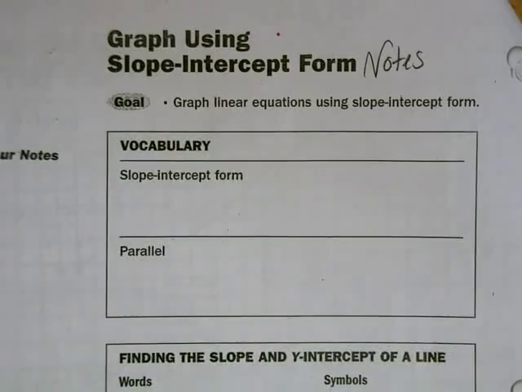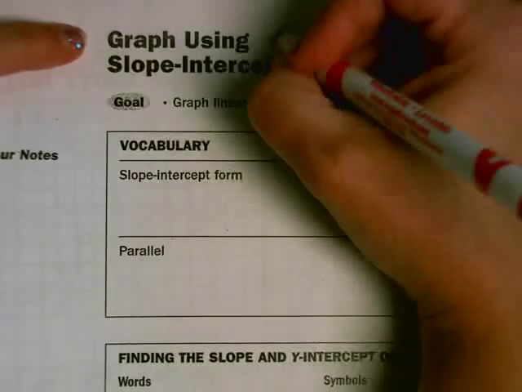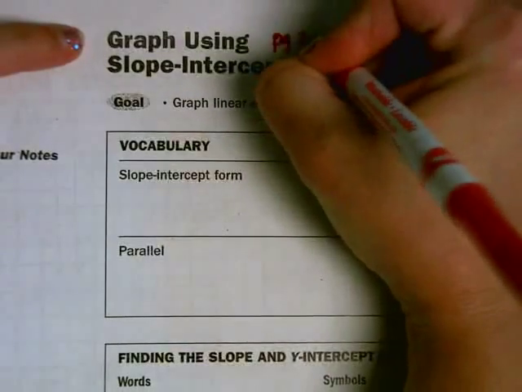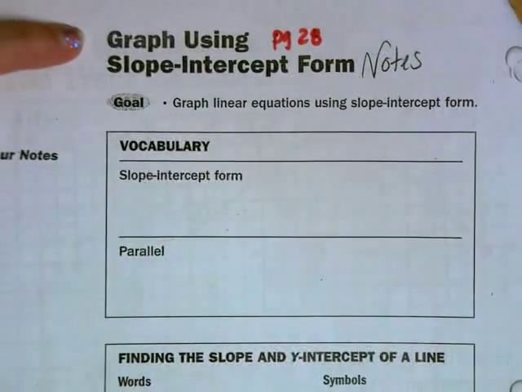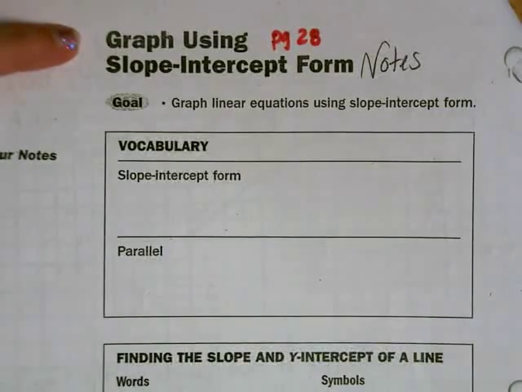Okay, hi guys. Right now we are looking at our last set of real notes from this packet. It's called Graphing Using Slope-Intercept Form. This is page 28 in our Graphing Linear Equations packet. So we are going to put everything together that we've been talking about with slope and make sure we know how to use slope to actually graph a line.